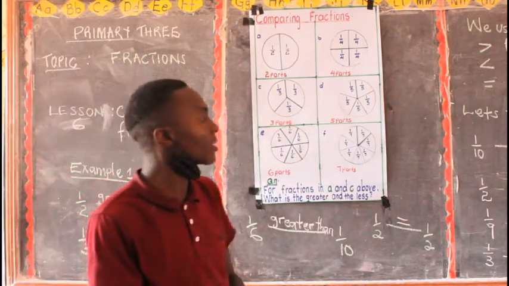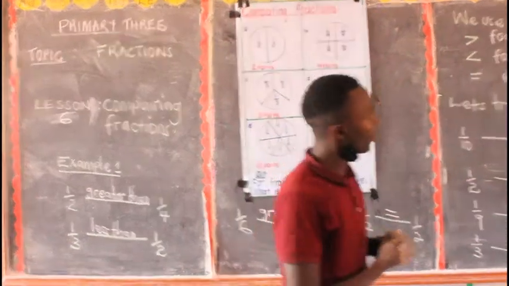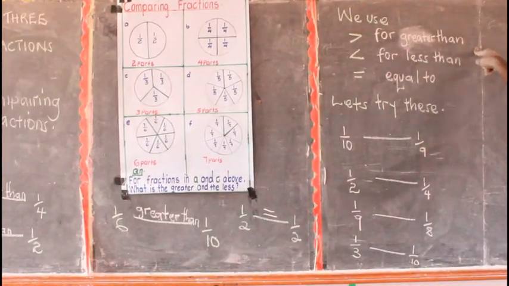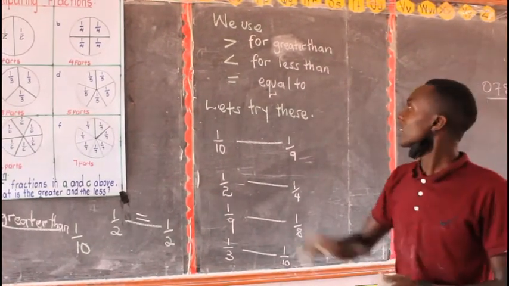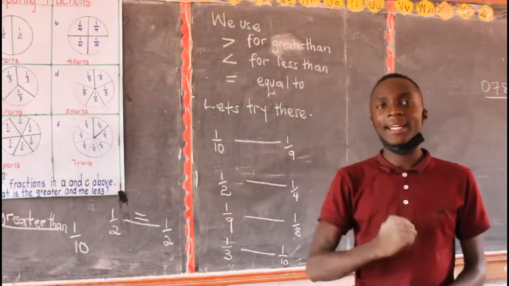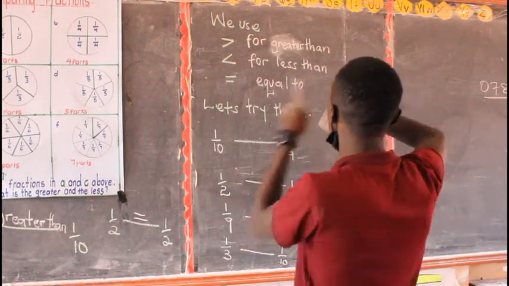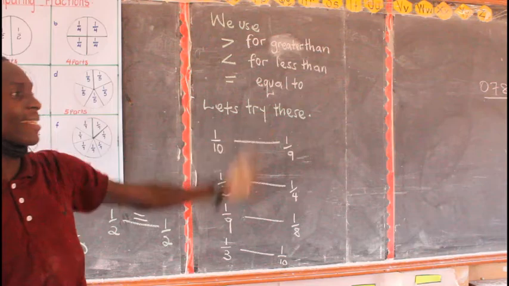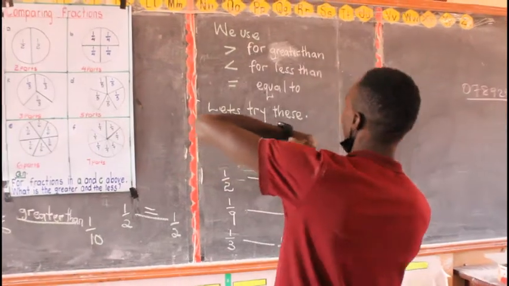So, according to the examples that we've seen, let's try these numbers using these signs. This sign represents greater than, this sign represents less than, and this one represents equal to. I told you that to remember greater than, use your right hand, because your right hand is the greater hand. And when you use your left hand, it always represents less than, because it is the lesser hand.